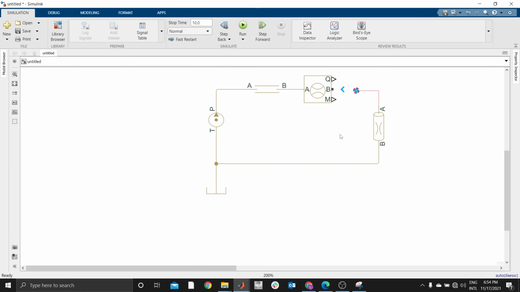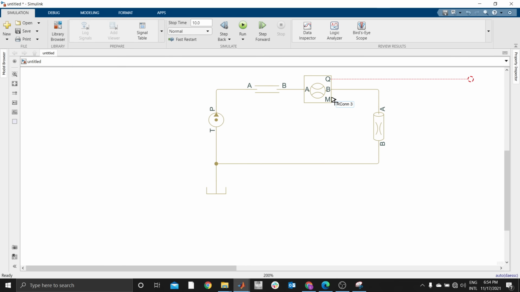Let me now illustrate. The Q port is where we get the value of the flow rate. This one has three ports. The Q port gives you the value. For the A and B ports, the liquid has to flow from A to B. Therefore, you connect A here. This is the path A to B. You can see. But now this is the sensor that gives you the flow rate.